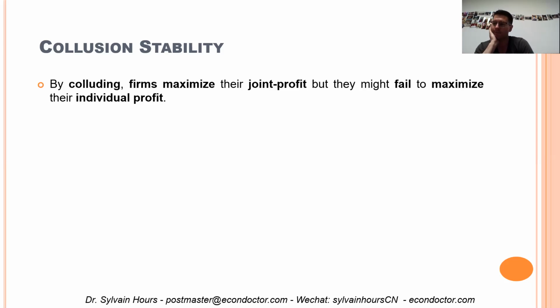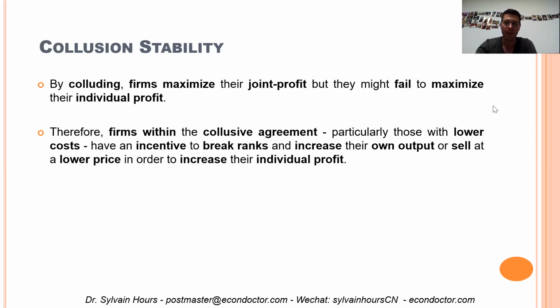So the problem is that when firms agree to collude, the objective is no longer to maximize their individual profit. The objective is to maximize the collective or joint profit. And this might lead to tensions within the cartel. Okay, that's what I write here. Firms within the collusive agreement, particularly those with lower cost, have an incentive to break ranks. Break ranks means to defect, not to follow the agreement, and increase their own output or sell at a lower price in order to increase their individual profit.